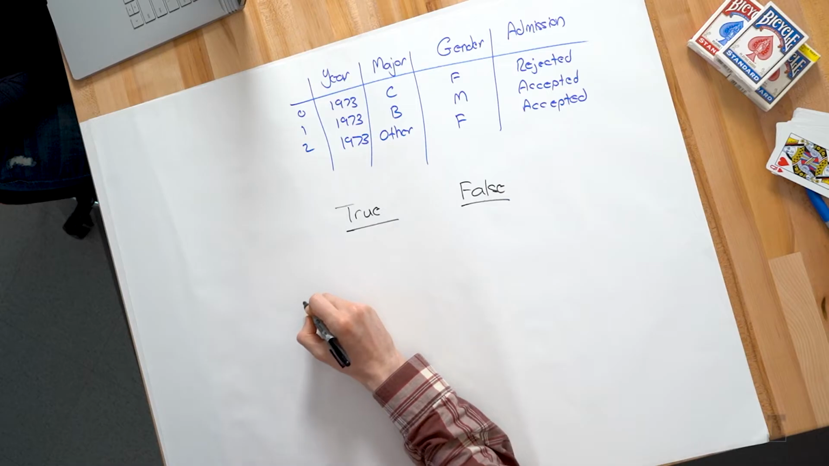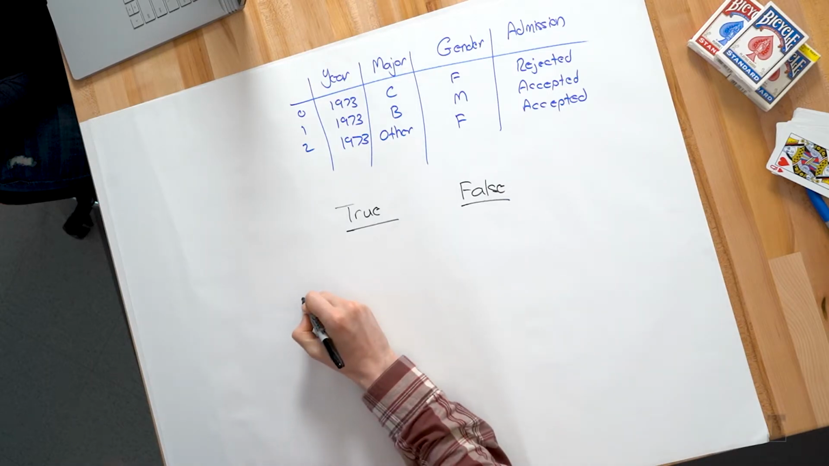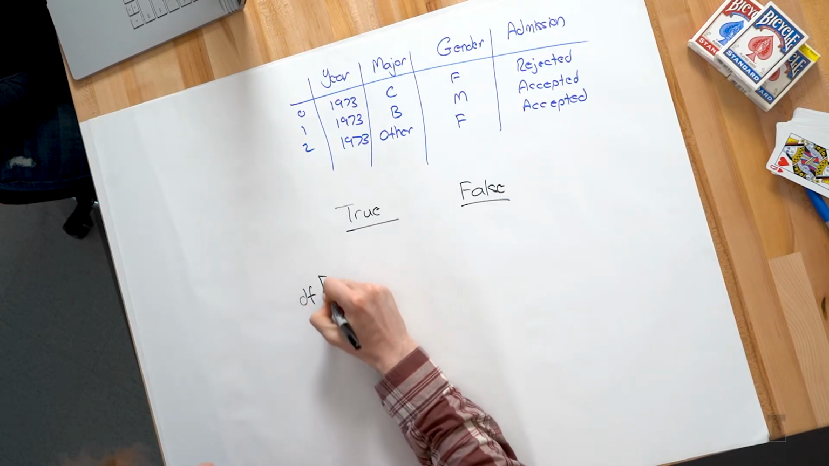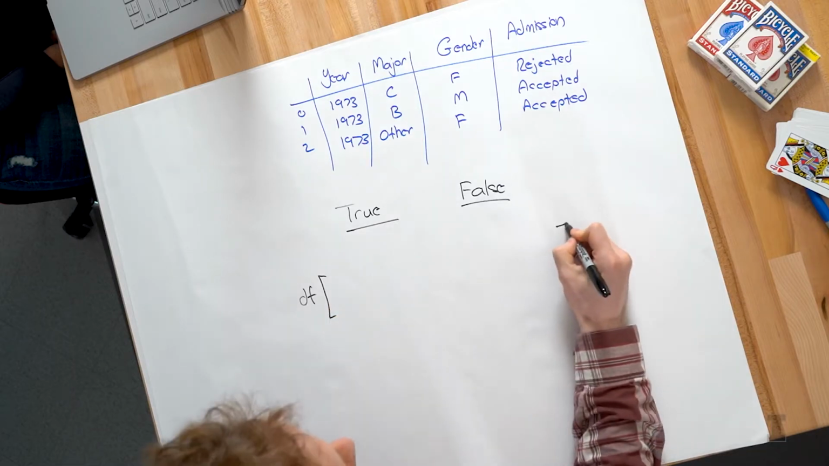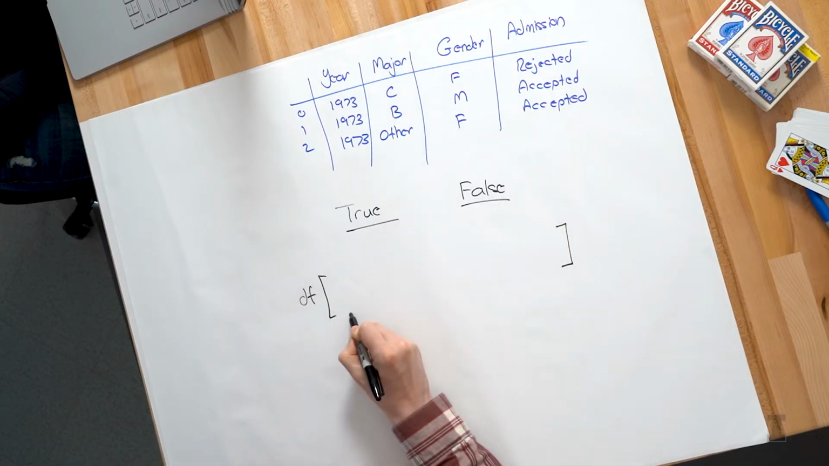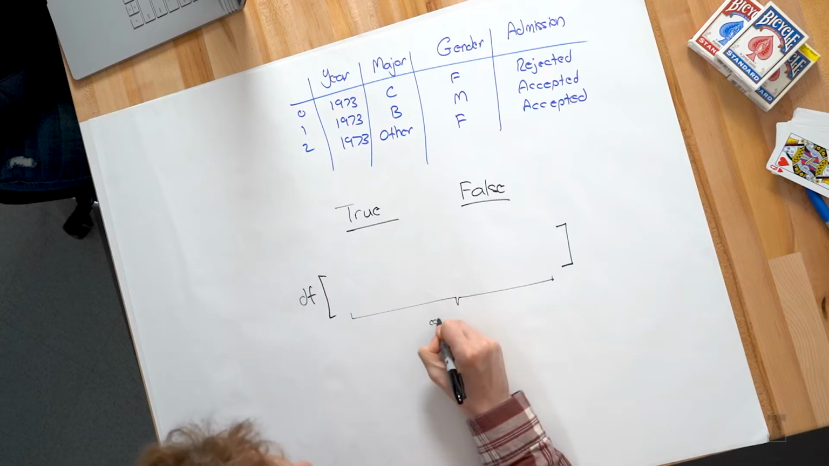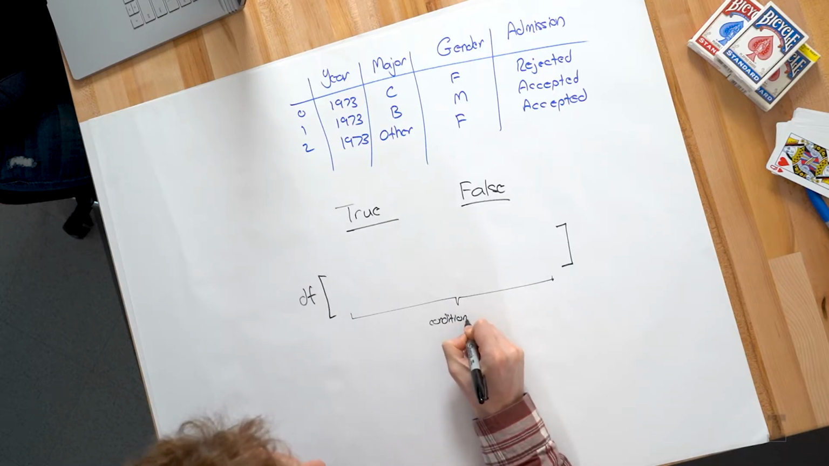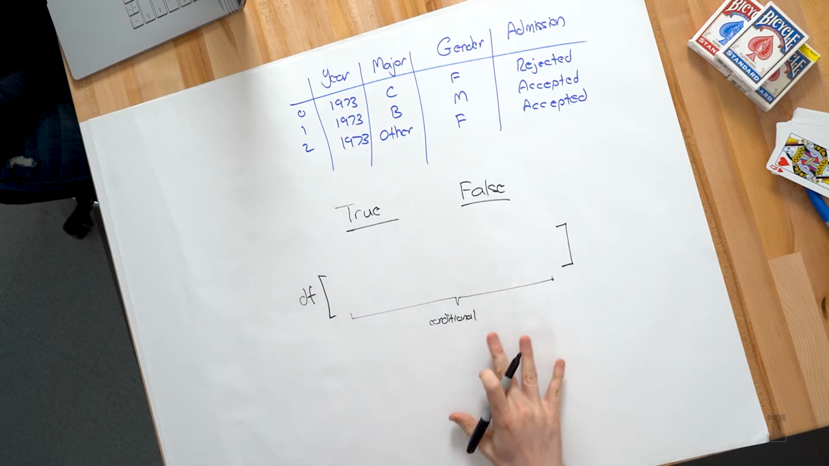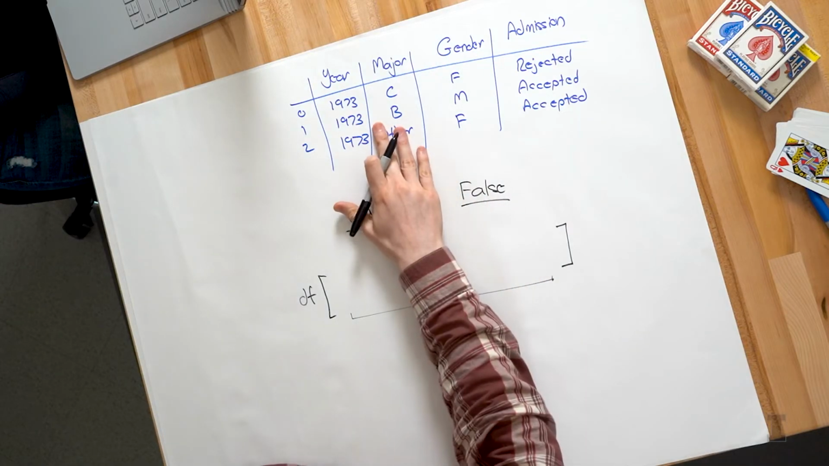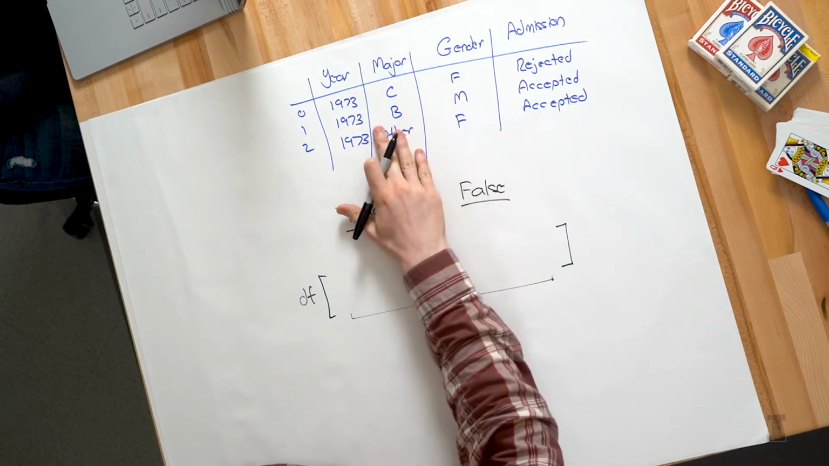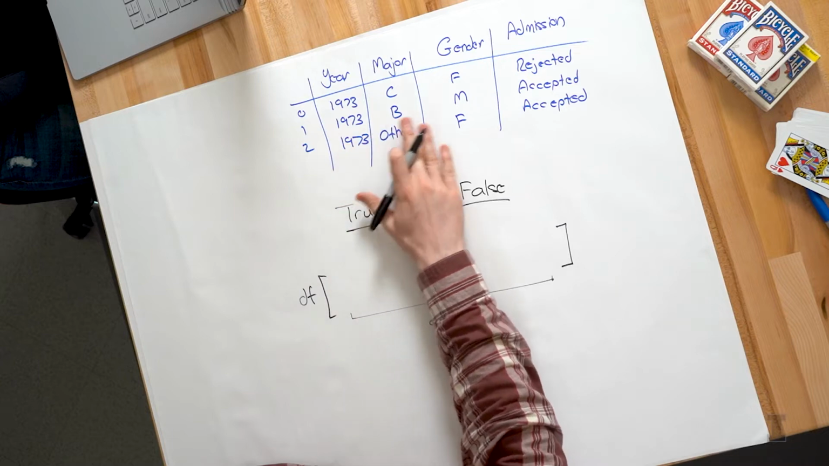And using pandas, we're going to look at our data frame and we're going to select a subset of rows by writing df and then putting a square bracket. And inside the square bracket, we're going to write our conditional. So our conditional is going to allow us to evaluate the truth value of some statement based on the data inside of our data set.